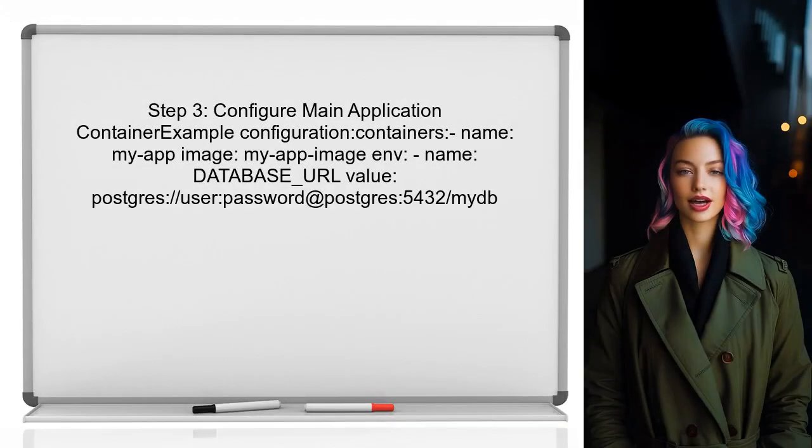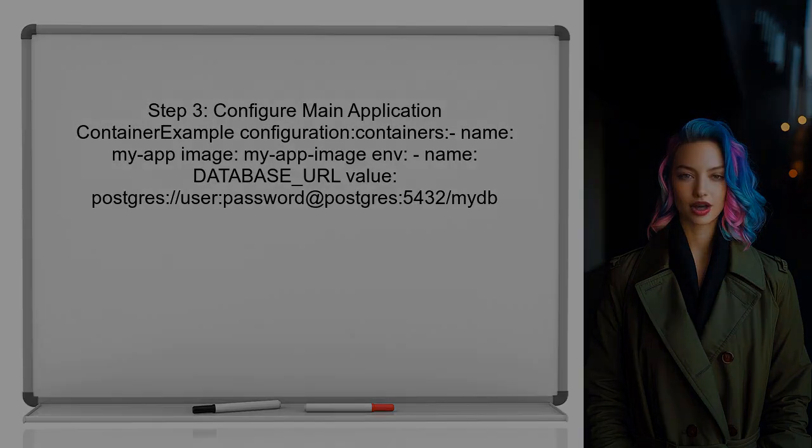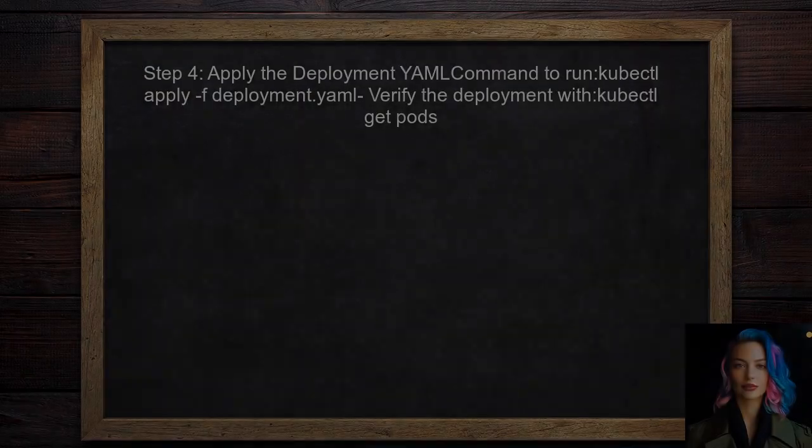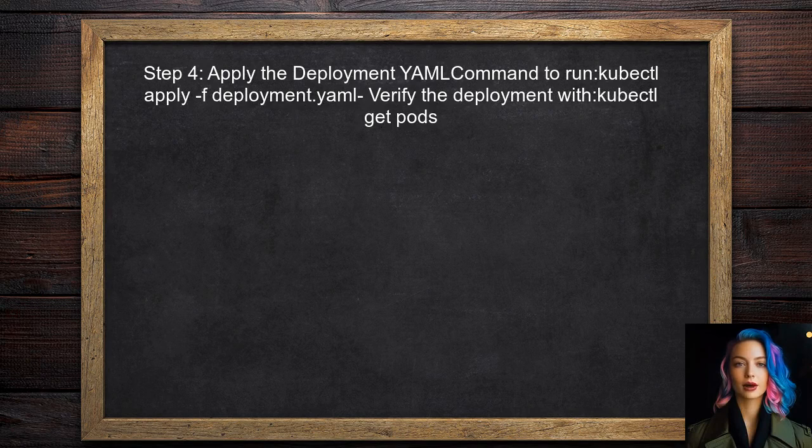Now, the user can add the necessary configurations for the main application container. This includes specifying the image and any required environment variables. Finally, the user should apply the deployment YAML file to their Kubernetes cluster. This can be done using the command line to ensure that the Init containers and main application are deployed correctly.